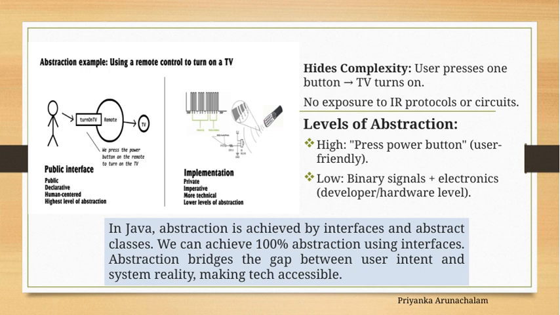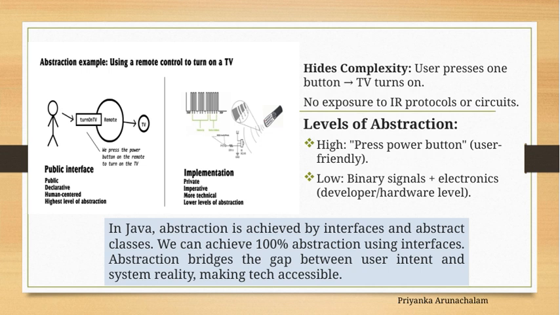For example, when you press a button on your remote, you don't need to worry about the infrared protocols or the circuits inside the TV. All that complexity is hidden from you. You simply press a button and the TV turns on. That's the power of abstraction. We can think of abstraction as existing at different levels. At a high level, it's very user-friendly, like just press power button. But at a lower level, it involves binary signals and complex electronics that operate the hardware.